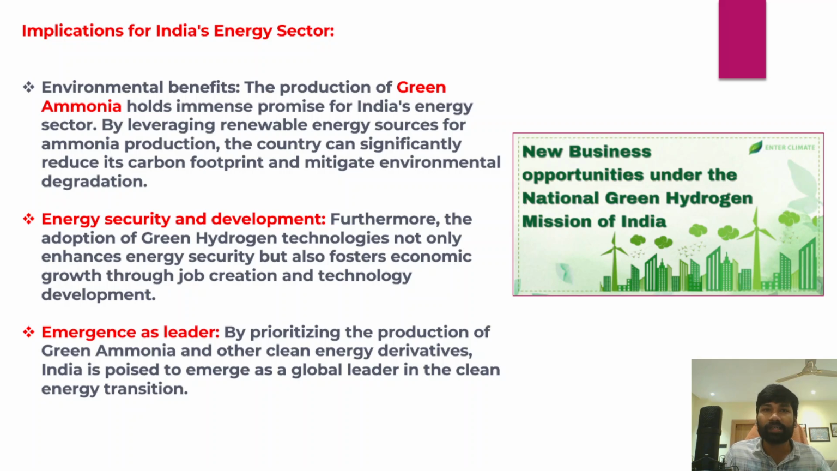By extensively using these renewable energy resources for ammonia production, the country can significantly reduce its carbon footprint and also mitigate environmental degradation as well. For example, when we burn fossil fuels, they release carbon into the environment, and that would result in global warming and climate change. So in this context, we must mitigate the environmental degradation.